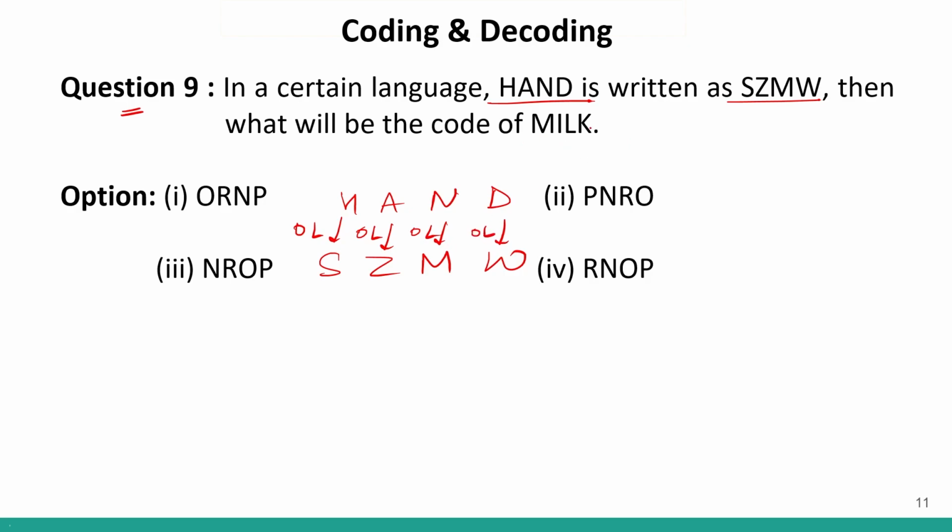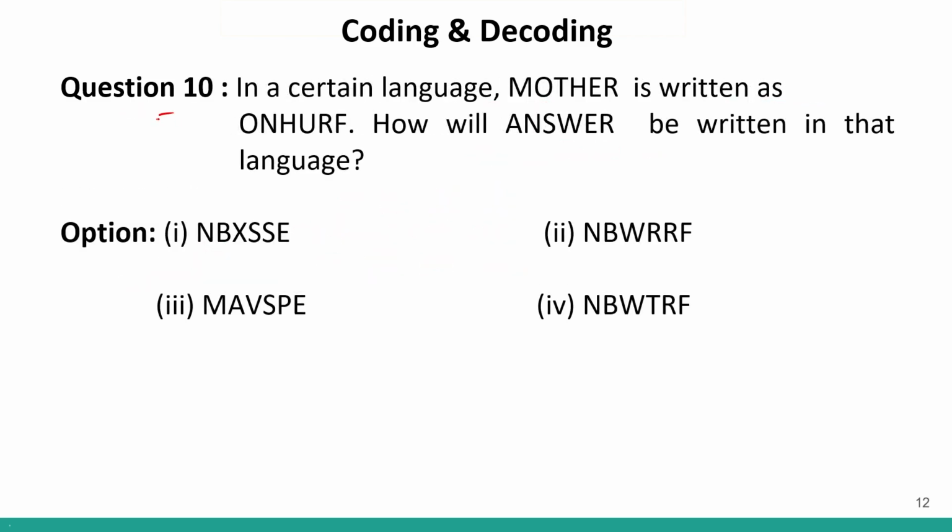So now I will find the opposite letters for milk. M's opposite letter will be N, I's opposite letter is R, L's opposite letter is O, correct? And K's opposite letter is basically P. So the code will be NROP, and this is given in which option? Option number 3. So option number 3 will be the correct answer to this question. Clear?